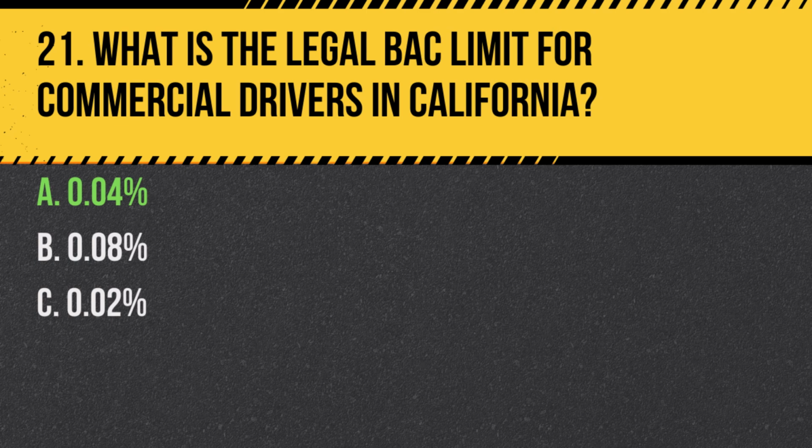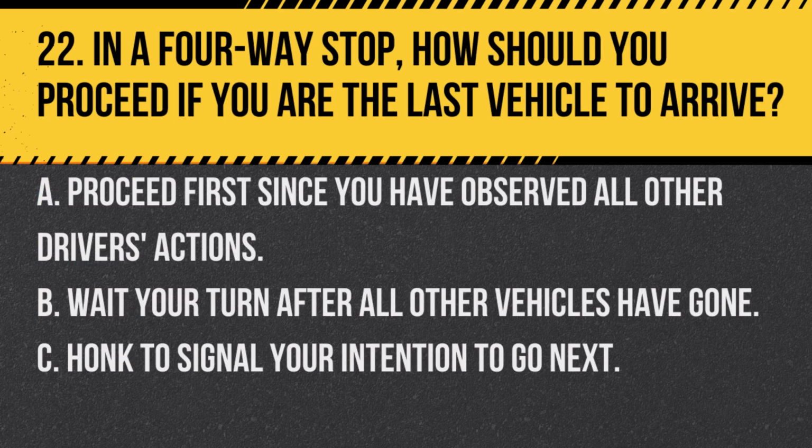Question 22. In a four-way stop, how should you proceed if you are the last vehicle to arrive? A. Proceed first since you have observed all other drivers' actions. B. Wait your turn after all other vehicles have gone. C. Honk to signal your intention to go next. Answer: B. Wait your turn after all other vehicles have gone. The rule at a four-way stop is to proceed in the order that vehicles arrive at the intersection.